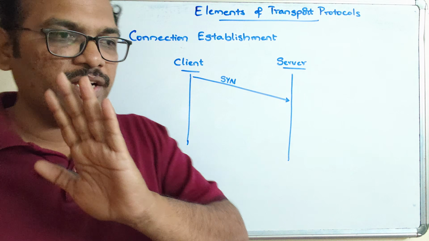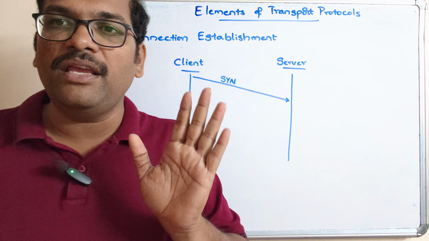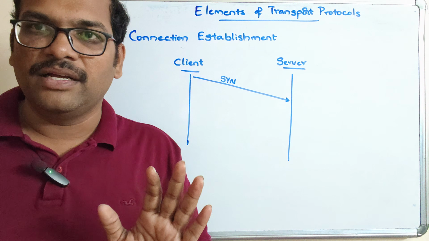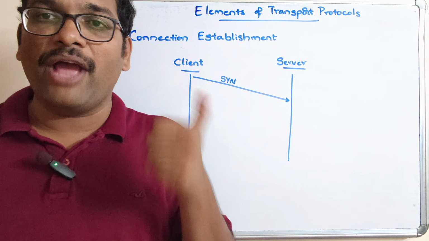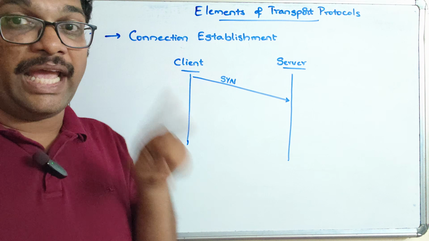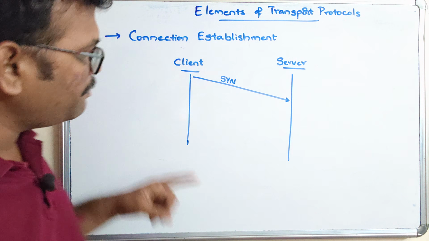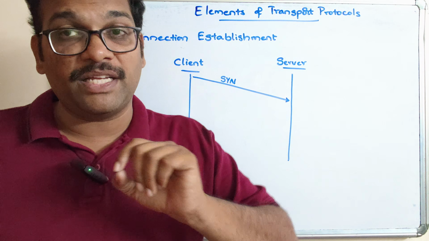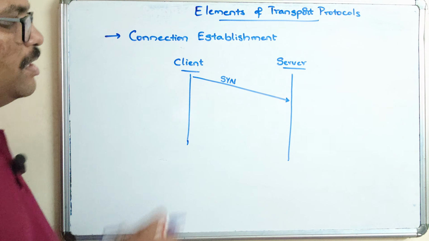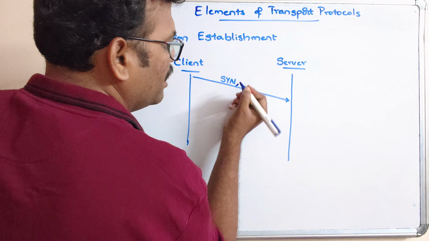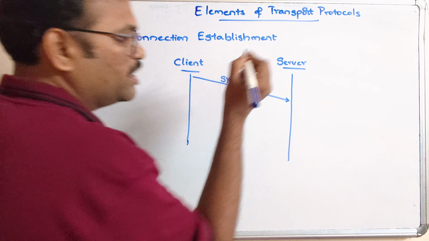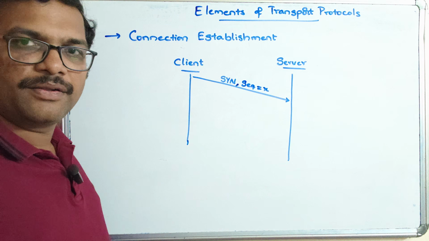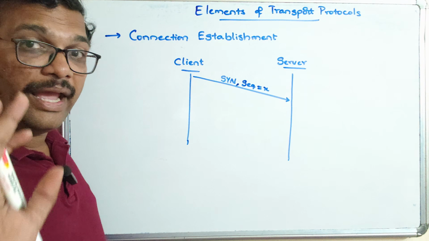Initially, what we have studied is that the server will be in the listen phase. The listen primitive means the server is ready to accept the request from the client. Then connect is done. Connect means the synchronize message is sent from client to server, and the sequence number is also sent to the server, in order to get the acknowledgement.